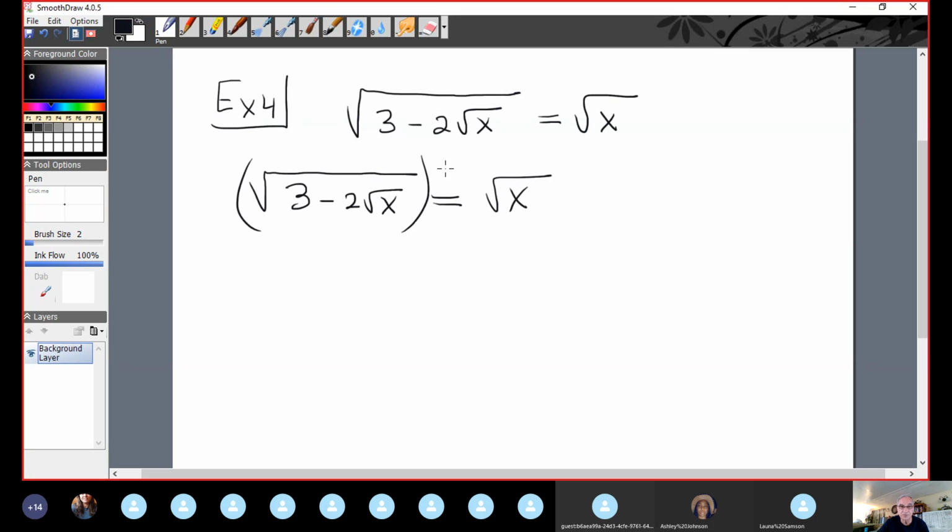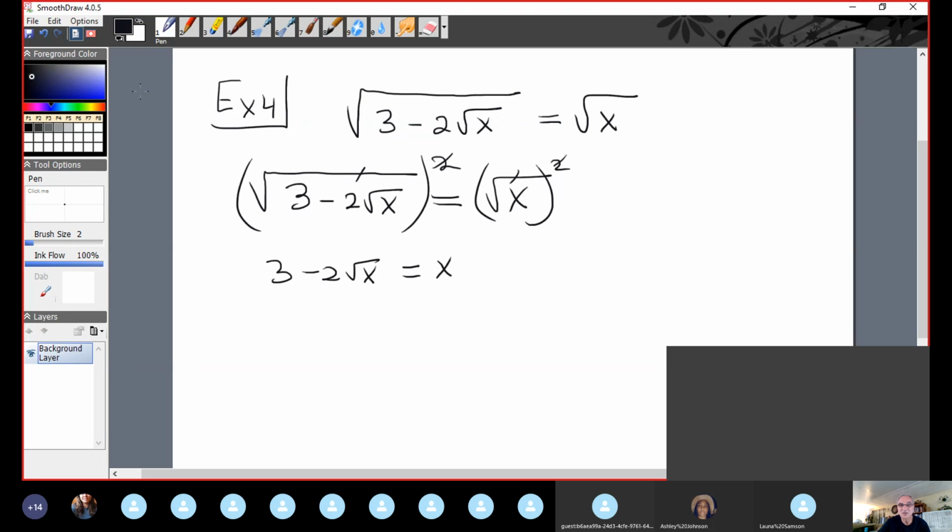You square both sides. This square allows us to eliminate the outer radical. So we have 3 minus 2 radical x is equal to x. This and this are cancelled mentally. I don't like to write this line. It is on the blackboard, you can see.